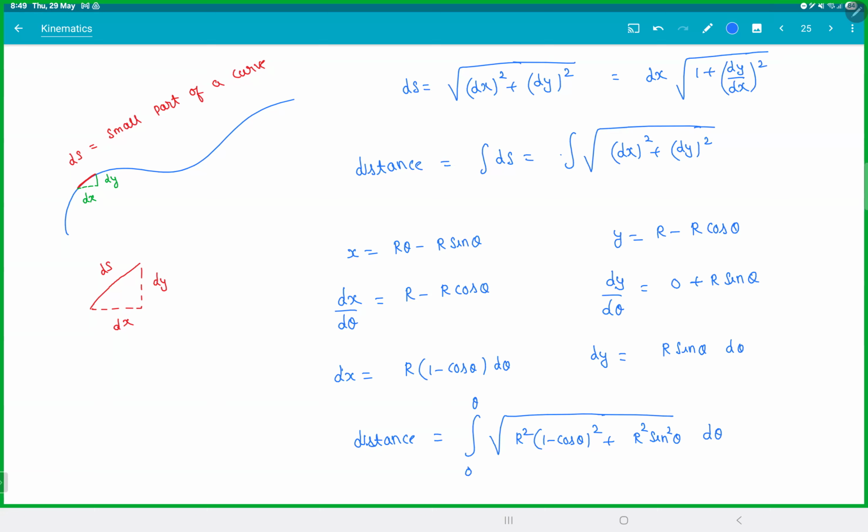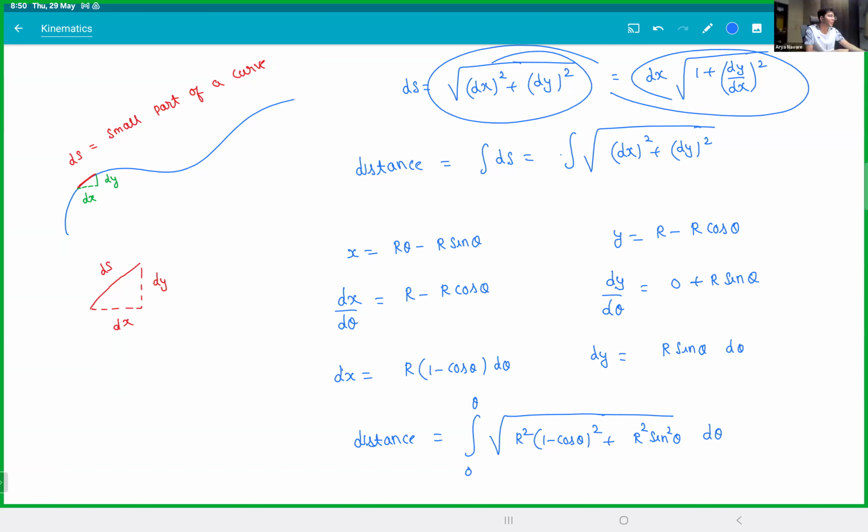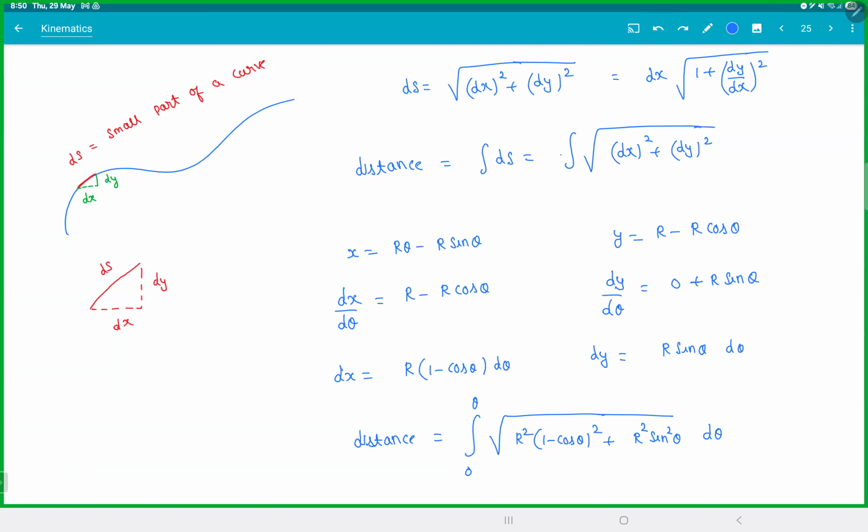Sir, I didn't get that. What you didn't get? Sir, what will happen to that extra dx? Where is extra dx? This and this are same. Okay, sir. If you take out dx common, this will come, right? Yeah, sir, but in that second equation which you have written, this integral is of dy by dx, right? So divide dy by dx and substitute.